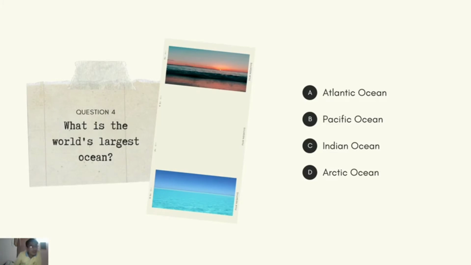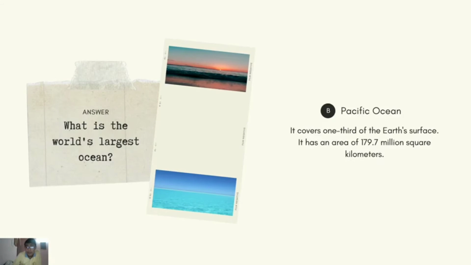Out of these five oceans, which is the largest one? It is a very easy question. You may know the largest ocean of the world, and it is the Pacific Ocean. So the Pacific Ocean is the biggest ocean in the world. It covers one third of the Earth's surface and has an area of 179.7 million square kilometers. So it covers a very large area of the Earth.